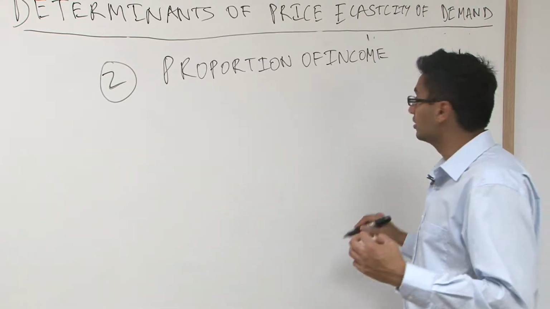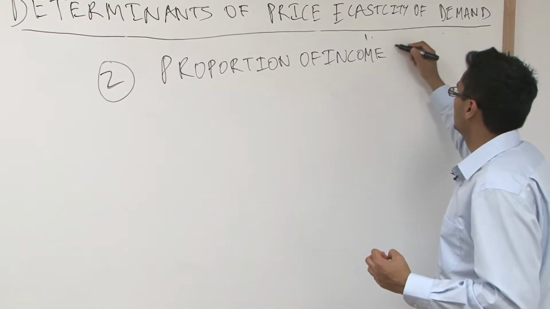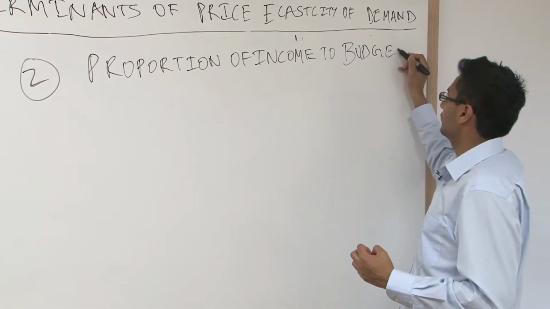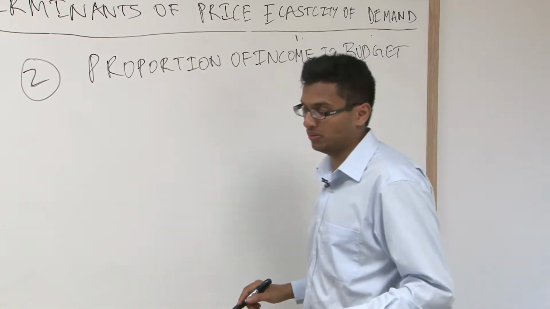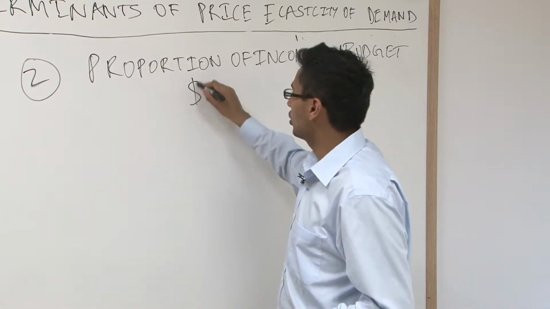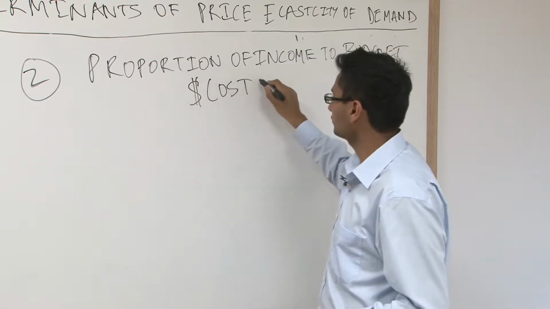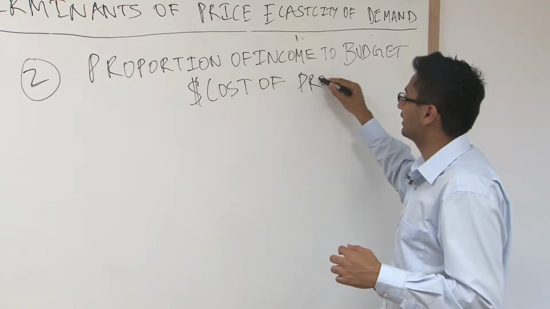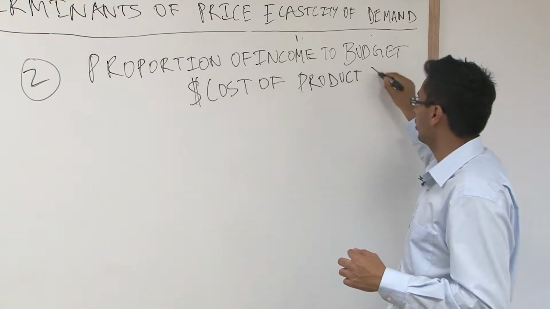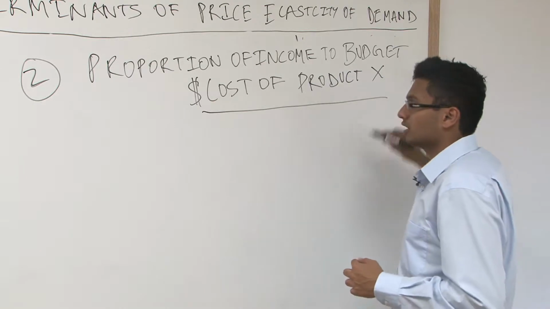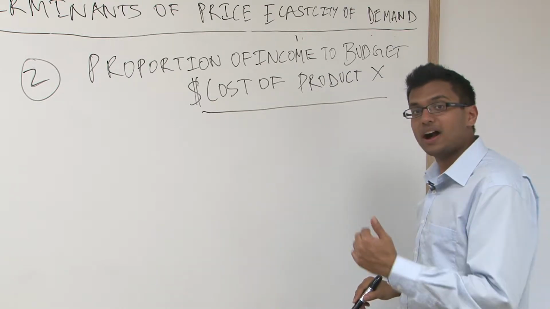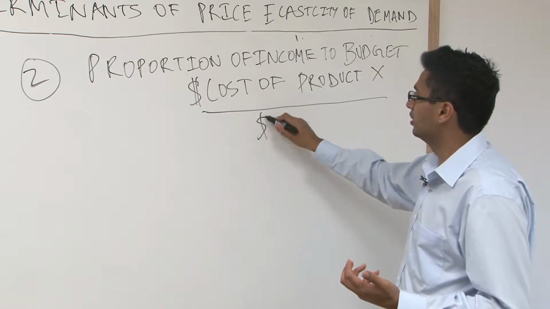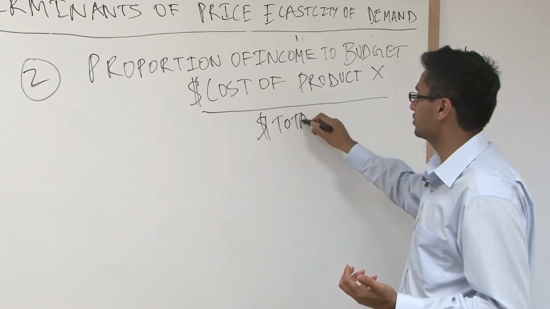to your budget is really important. And the way we write this is in a formula: the cost of product X, which could be anything, a pencil, a car, divided by your, I'm pretty sure you can guess, total budget, or excuse me, total income.